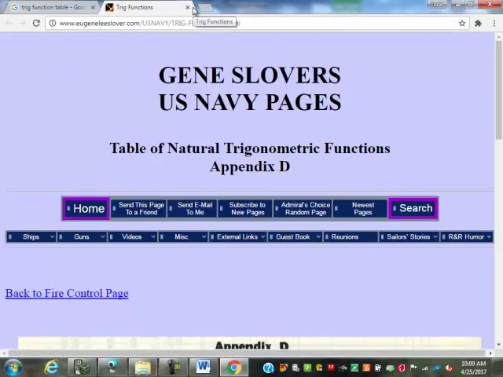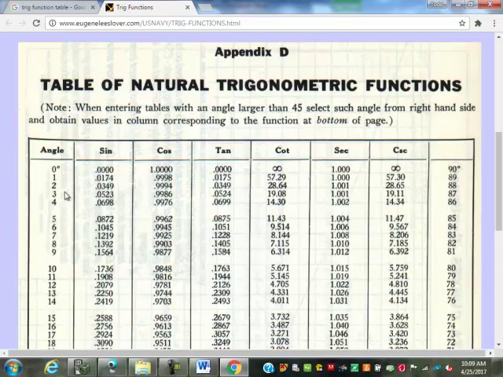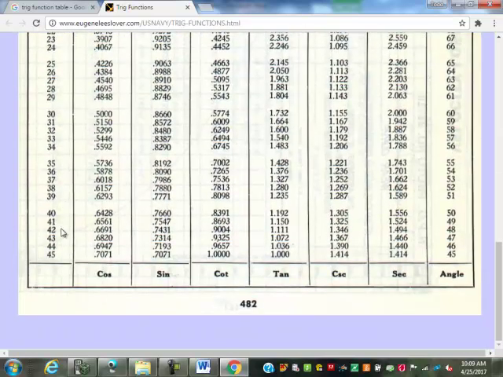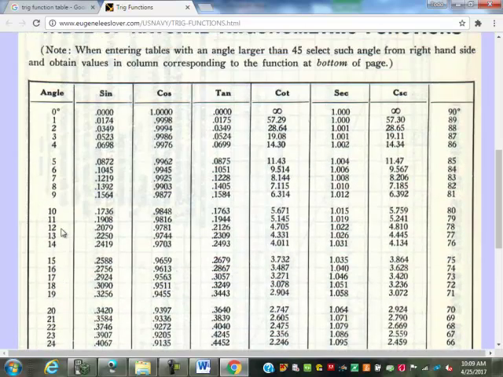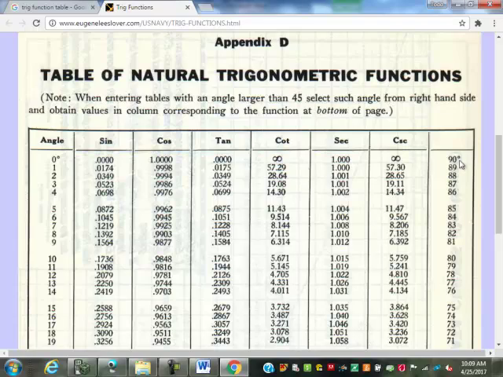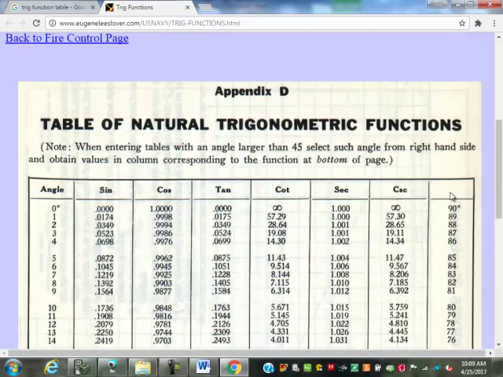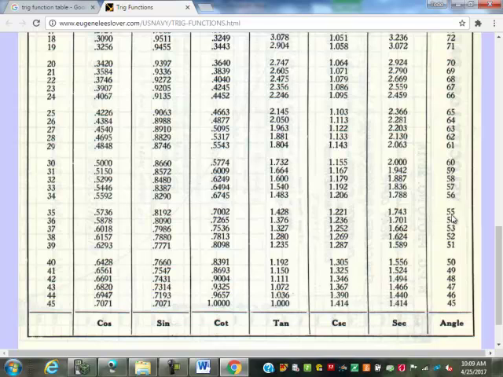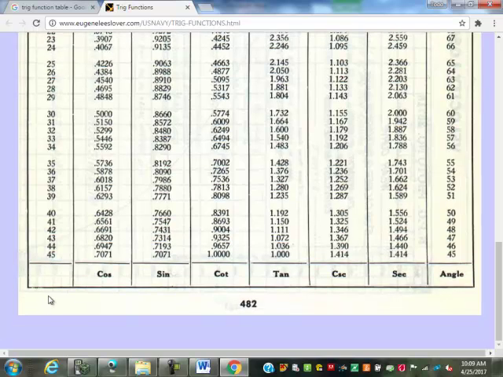Of course, they're not going to let us do it the easy way. Before the calculators did this, you'd actually have to look up and say, okay, my angle is 60 degrees here. Oops, whereas it's over here. This one only goes up to 45, actually.